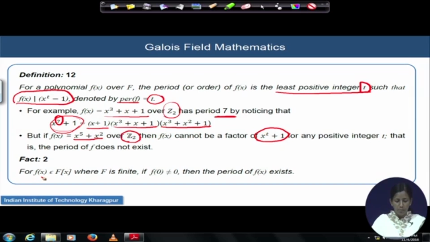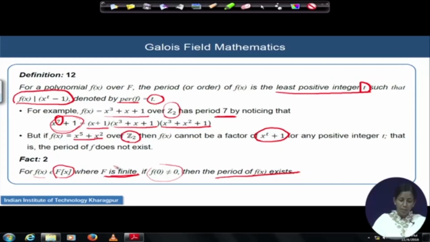For any polynomial f(x) that belongs to the field F, where F is a finite field, if f(0) is not equal to 0, then definitely there will be a period for f(x). So, immediately checking whether f(0) equals 0 or not will give you the answer whether the period exists or not. The second task is to find a typical integer value t for that polynomial, so that you can find out the period of it.